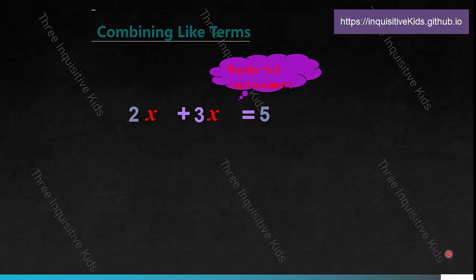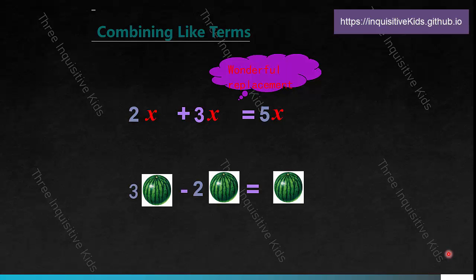Now if we change those apples into x, 2x plus 3x equals 5 what? 2 of something called x plus 3 of the same thing called x is going to be equal to 5 of that thing called x. 2x plus 3x is equal to 5x. That is exactly the translation for combining like terms. Now let's try another one. 3 watermelons minus 2 watermelons is equal to 1 watermelon, or just watermelon.